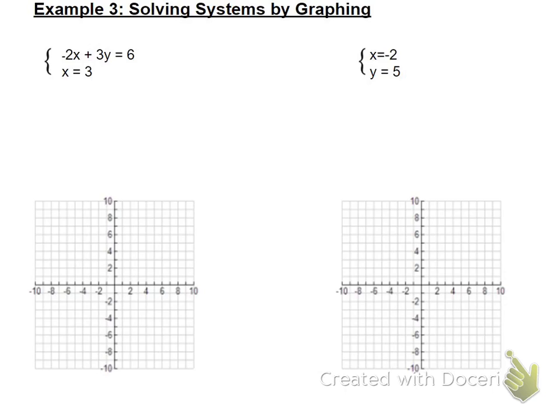Looking at this next example problem, what do I need to do first? Put it in slope-intercept form. So I have negative 2x plus 3y equals 6. If I'm going to put it in slope-intercept form, which variable do I want to get by itself? I want to get the y by itself. So what do I need to get rid of first? The 2x. How do I do that, Emily? Add it on both sides.